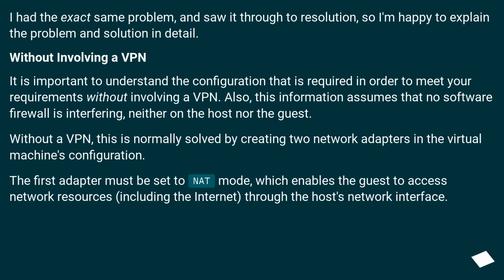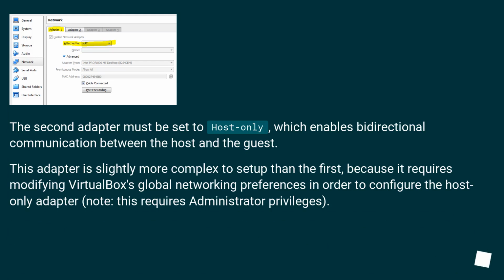The first adapter must be set to NAT mode, which enables the guest to access network resources, including the internet, through the host network interface. The second adapter must be set to host only, which enables bidirectional communication between the host and the guest. This adapter is slightly more complex to set up than the first, because it requires modifying VirtualBox's global networking preferences in order to configure the host-only adapter. Note, this requires administrator privileges.